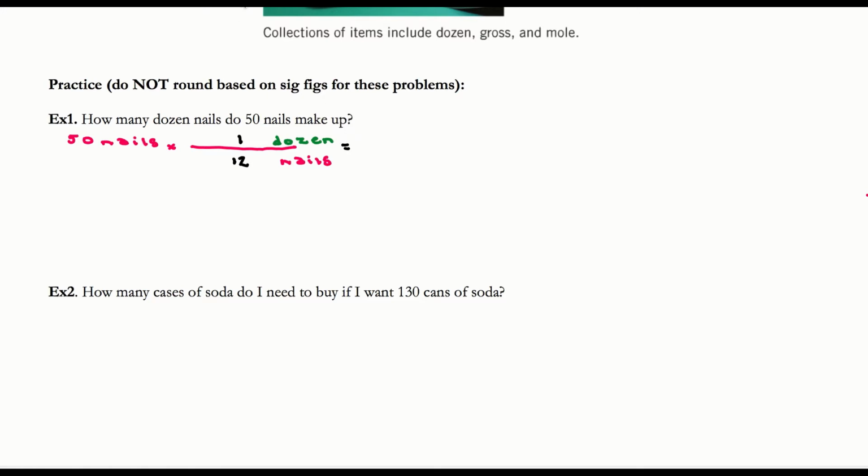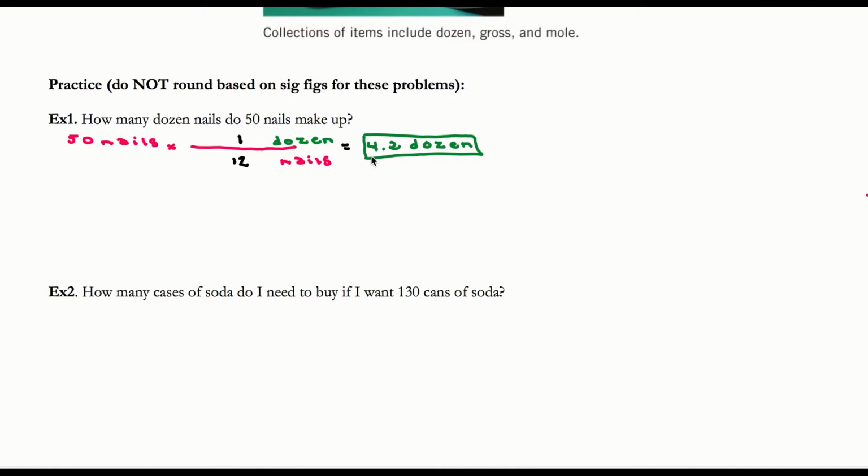So what will that be? Well, I'm going to take 50 and divide it by 12, and what I get is 4.1666667. I tell you not to round based on sig figs, so let's just say 4.2. It's fine, I'm not going to grade you on the rounding. It's the concept I care about more right now than rounding. 4.2 dozen.